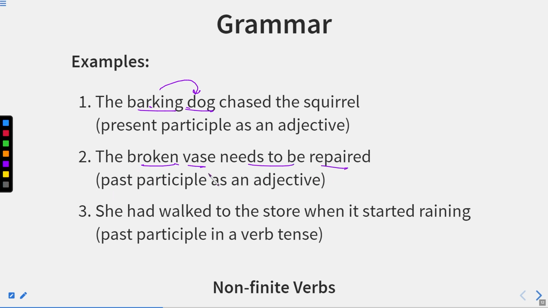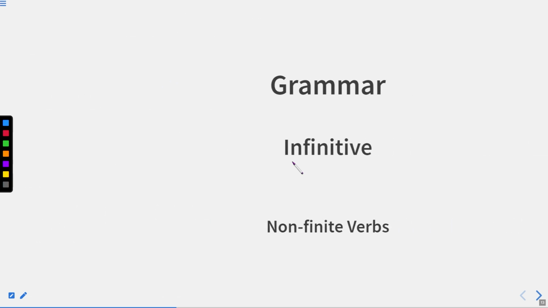Broken vase needs to be repaired. Now, what type of vase? Broken. So broken is telling me the quality of this vase. So this is again a participle. She had walked to the store when it started raining. Well, we'll elaborate on these types of sentences in the part on participles only. Now, let us move to the next one.